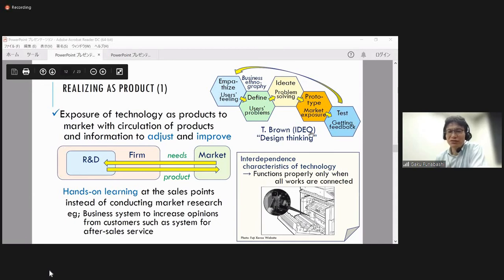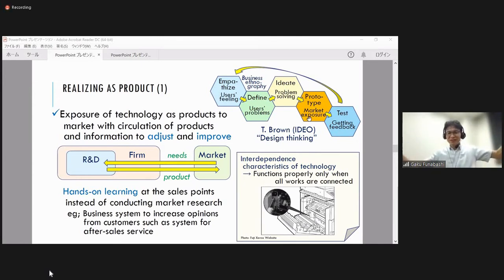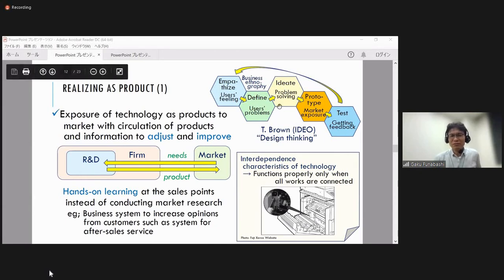And many concepts in strategic management look different, but are similar. Sometimes several concepts are combined. So you can remember that. That is design thinking.